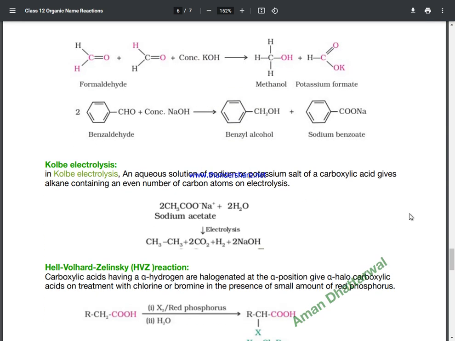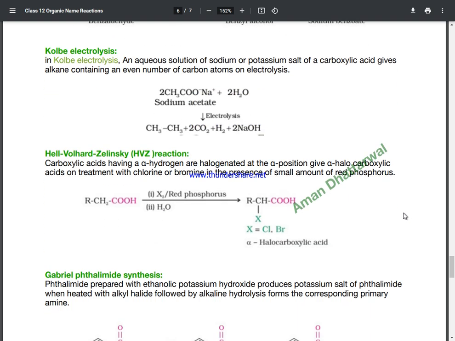Kolbe electrolysis. In Kolbe electrolysis, an aqueous solution of sodium or potassium salt of a carboxylic acid gives an alkane containing an even number of carbon atoms on electrolysis. Hell-Volhard-Zelinsky reaction. Carboxylic acids having alpha hydrogen are halogenated at the alpha position, giving alpha halocarboxylic acids on treatment with chlorine or bromine in the presence of a small amount of red phosphorus.